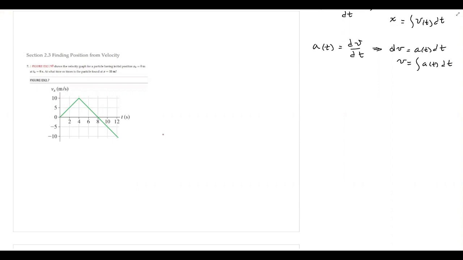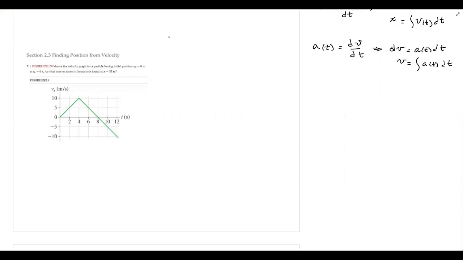So what I'm going to do here, I'm going to start my analysis by describing how the particle is moving. At the same time, I will be able to calculate the position because I have the graph of velocity versus time. So I know that the area under the graph would be the position.